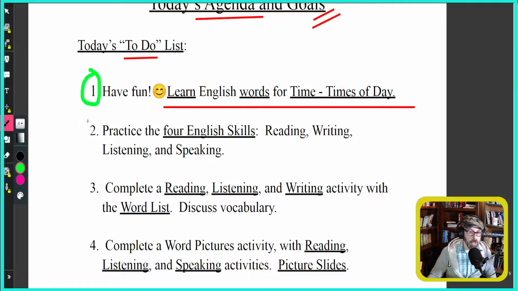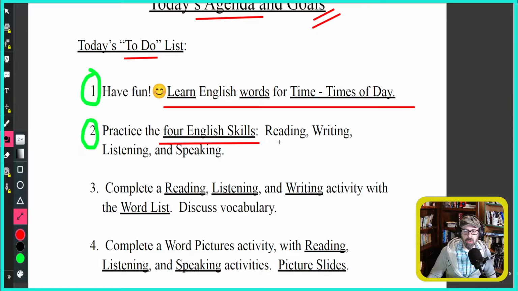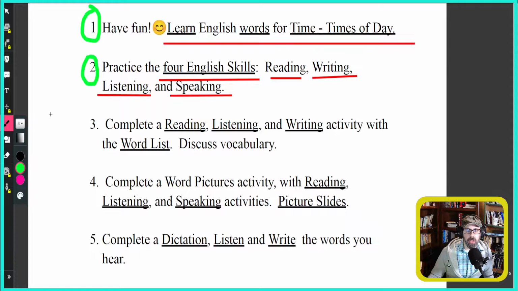Number 2, we will work on some practice that we try to do in every lesson, which is to practice 4 different English skills: practice reading, practice writing, practice listening, and practice speaking in English. We want to try to practice these every lesson that we do. All right, let's go to number 3.